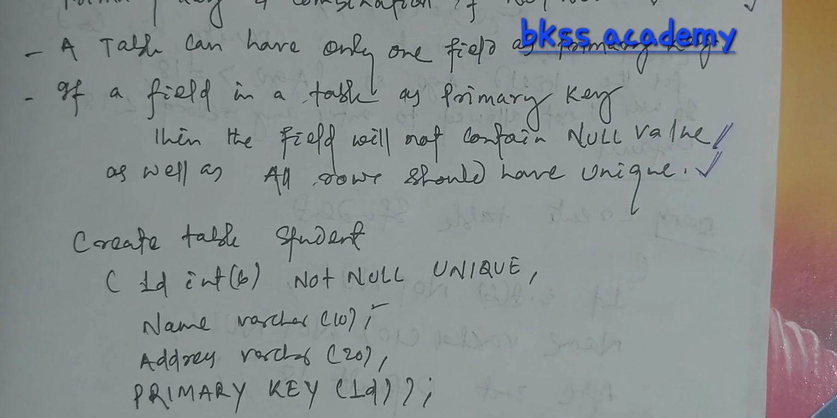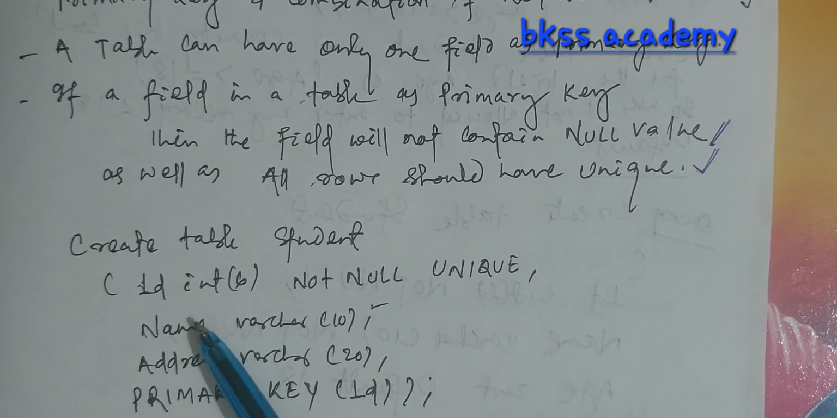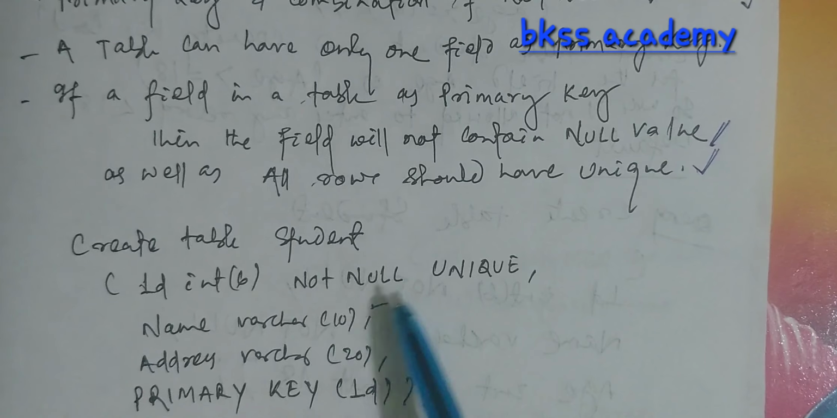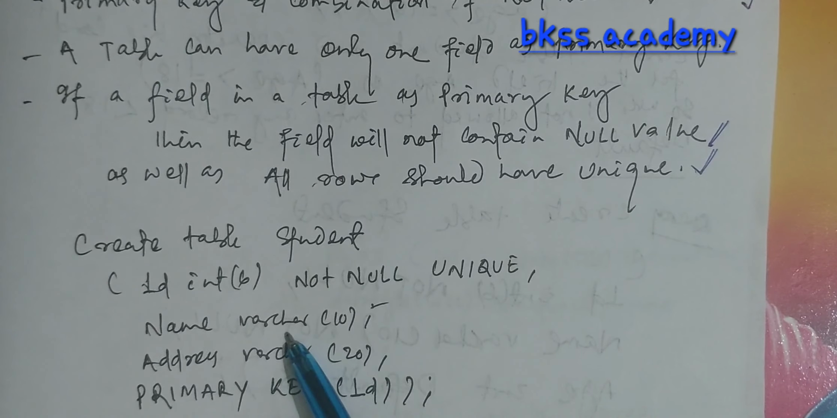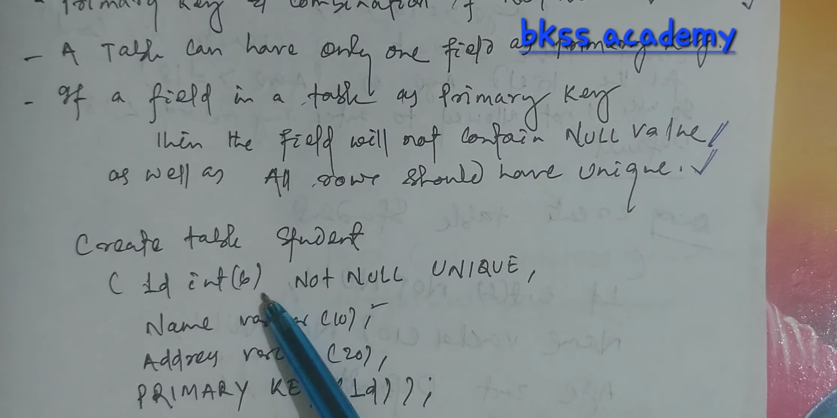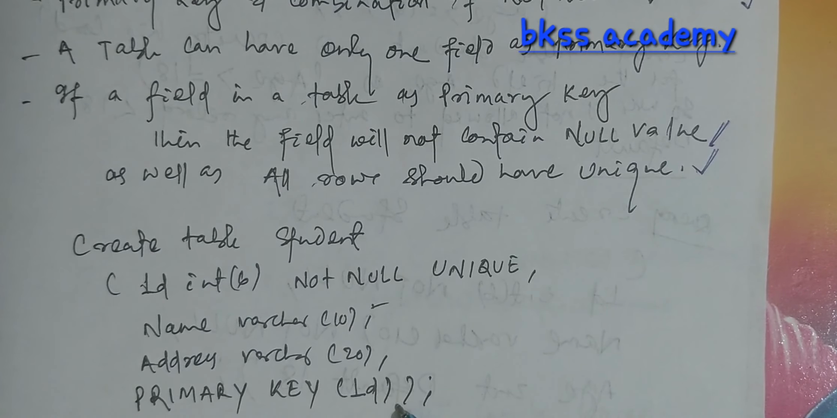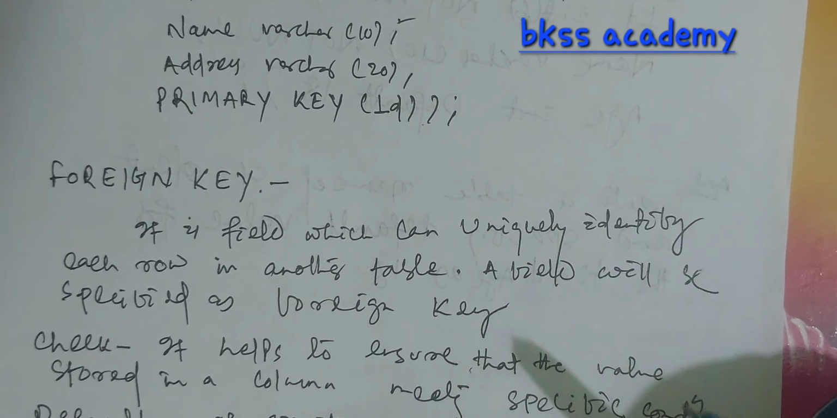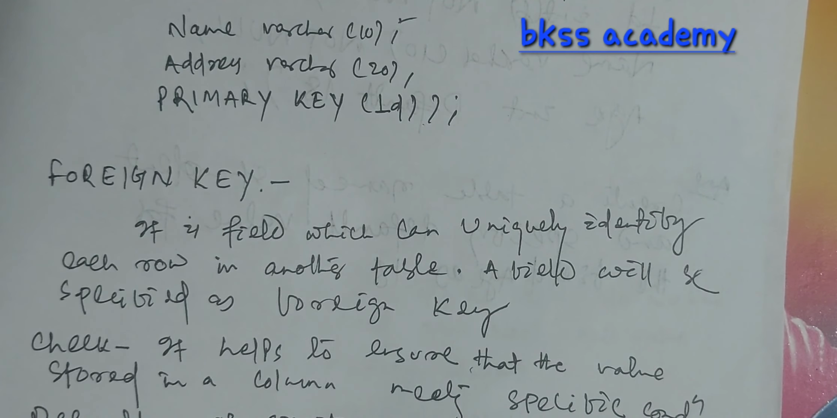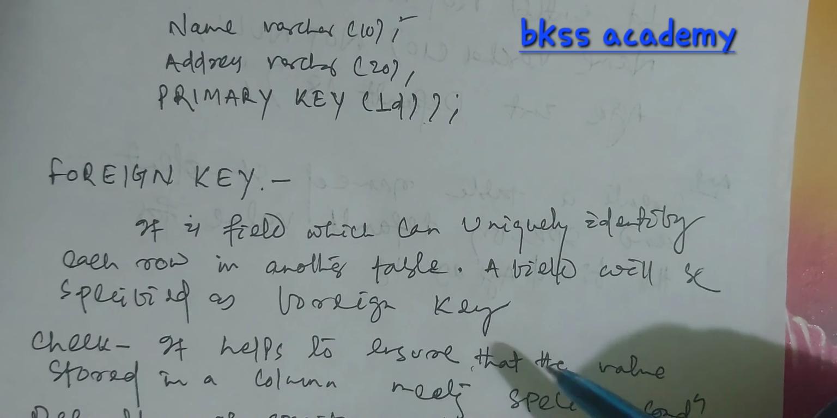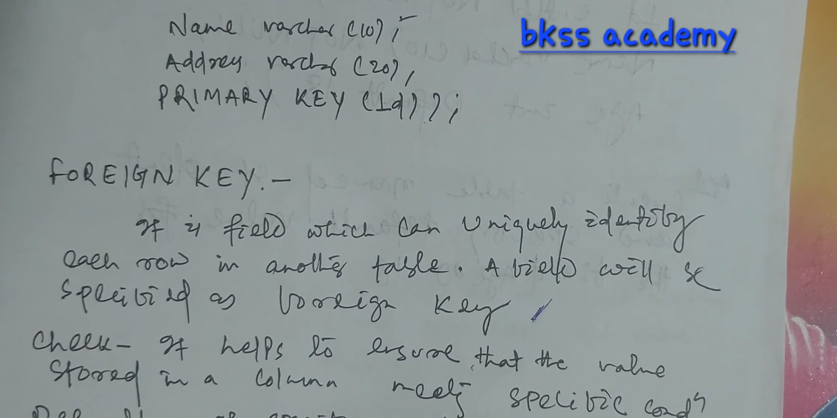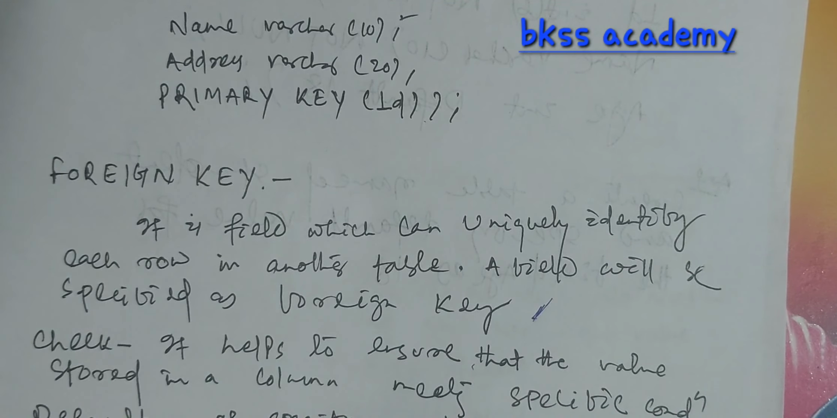So like this: id int6 not null unique, name varchar, address varchar 20, and primary key is id. It is mentioned at the end of this syntax. Similarly, a foreign key is a field which can uniquely identify each row in another table. When a field is specified as a foreign key, two tables will be linked through the foreign key concept.